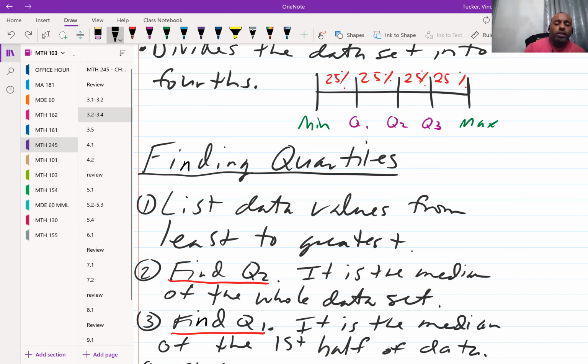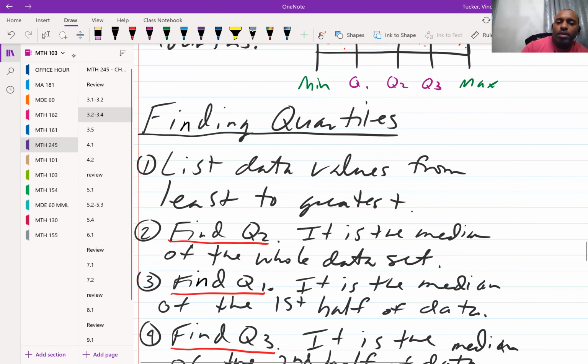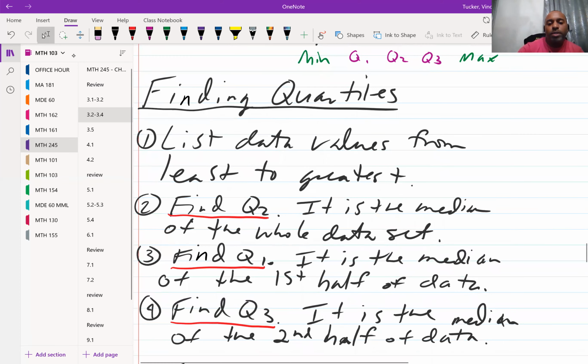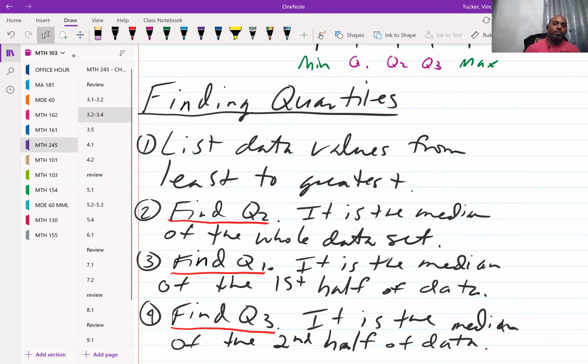Then we're going to find quartile 2 first. That's going to be the median of the whole data set. It's going to split your data in half. Then we'll find Q1, which is the median of the first half of data. And then find Q3, which is the median of the second half of data.